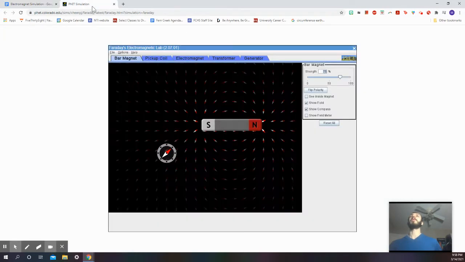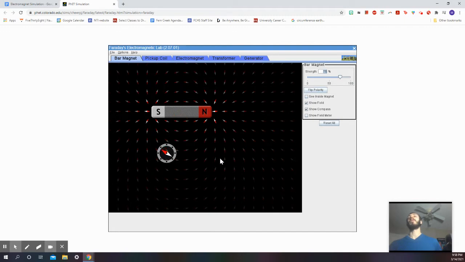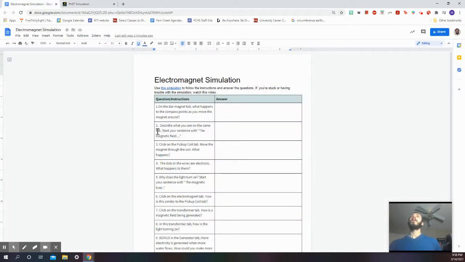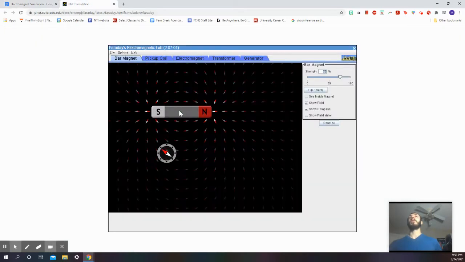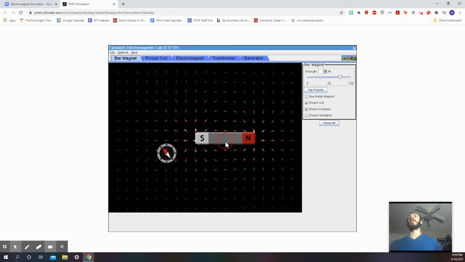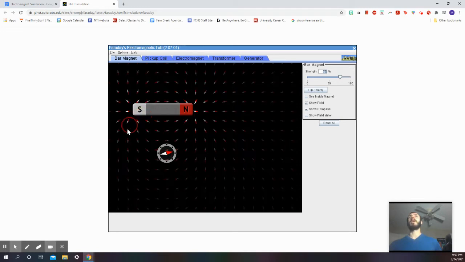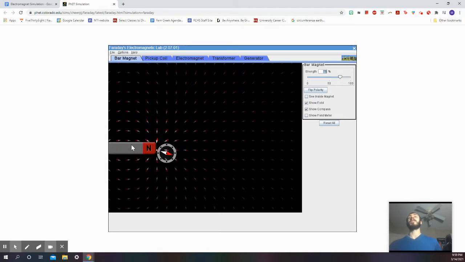So you might want to describe what happens to the compass point as you move this magnet around. What happens to the magnetic field, right? What happens to this magnetic field as you move the magnet around? Question 2 asks you to talk about this magnetic field, not just the compass point. You'll notice the compass can really switch directions as you move the magnet. Talk also about what happens to this magnetic field.